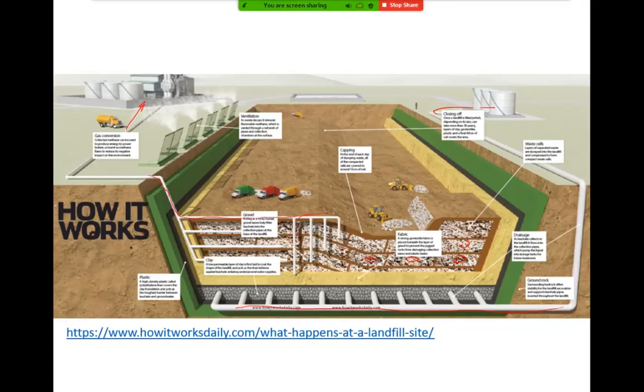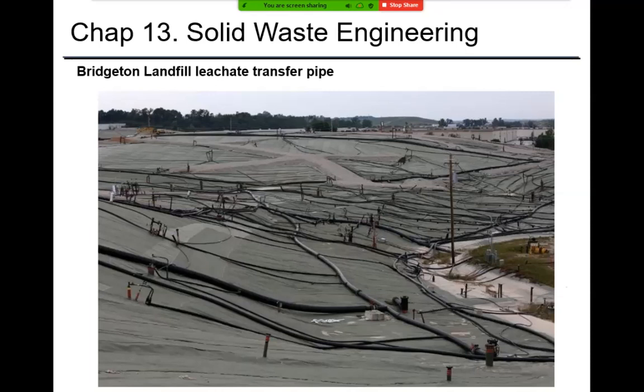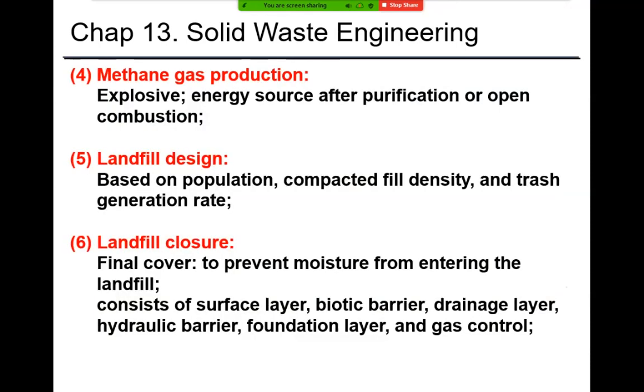We can still harvest the energy out of it. We can generate heat coming out of it. These are the pipes for transferring the leachate. And finally, there is methane gas being produced, and it's explosive. We can harvest the energy. Again, for the design, we need to consider the population, the fuel density, and the trash generation rate, which is related to how much trash can be generated.